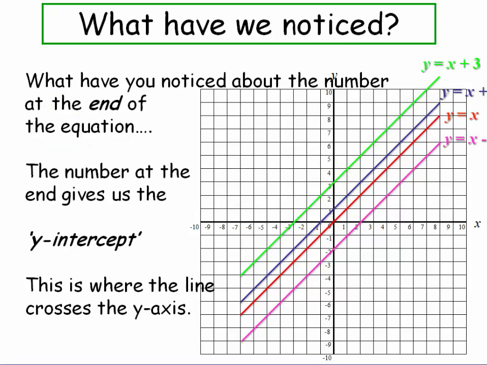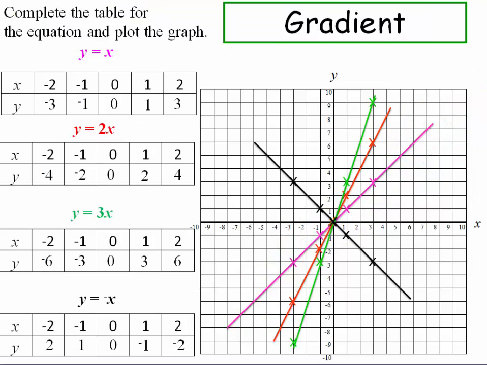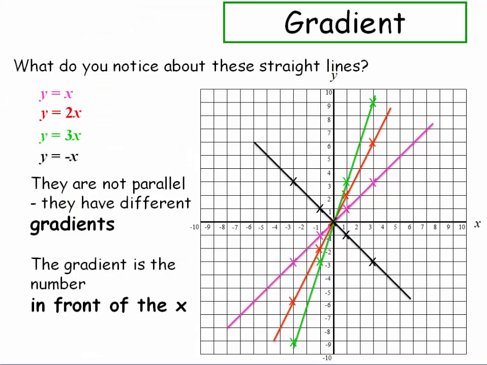So the number at the end of the equation gives us the y-intercept on the graph, and the x value gives us the gradient m. These graphs are not parallel, they have different gradients. So you can notice that the x here is 1x, 2x, 3x, -x.